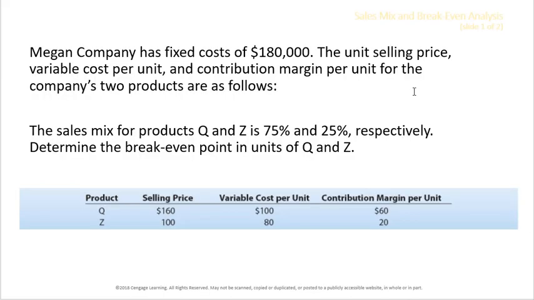And here's another example. Megan Company has fixed cost of 180,000. Product Q has a selling price of 160, variable costs of 100, and a contribution margin per unit of 60. Product Z has a selling price of 100, variable costs of 80, so a contribution margin per unit of 20. And Megan sells 75% of product Q and 25% of product Z.